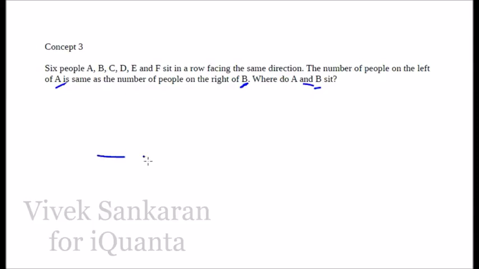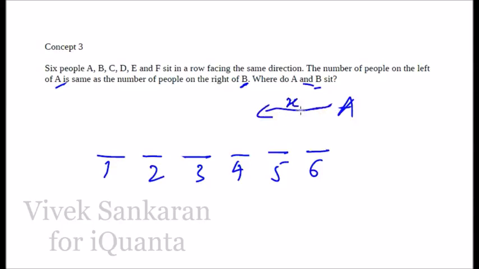Okay, so 1, 2, 3, 4, 5, 6. Now, if I have to read it carefully, number of people to the left of A, suppose this is X people, is same as the number of people to the right of B. Now, let's see where A and B can sit.